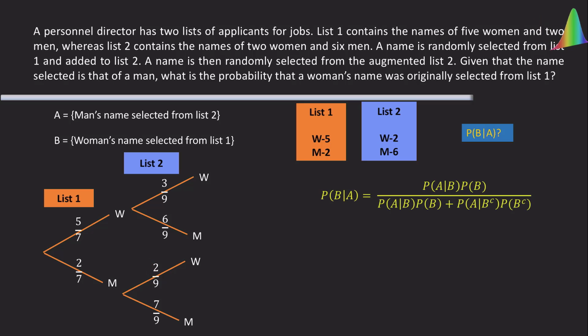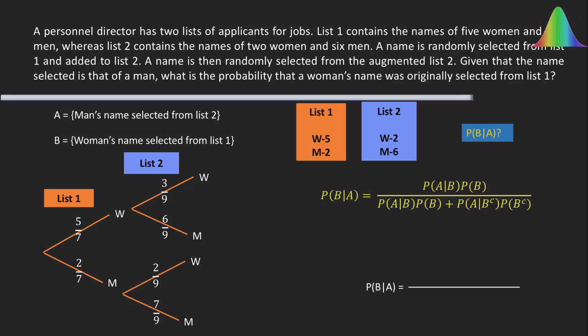So we need to find the probability B given A. Then we can write by the Bayes theorem. Probability B given A equals probability A given B times probability of B, divided by the same part plus probability of A given B complement times probability of B complement.